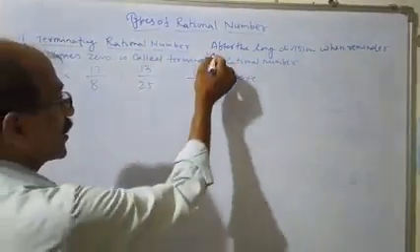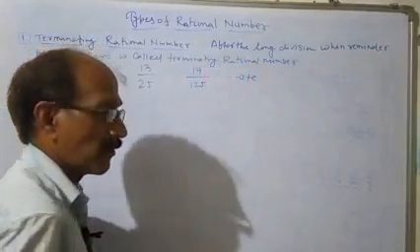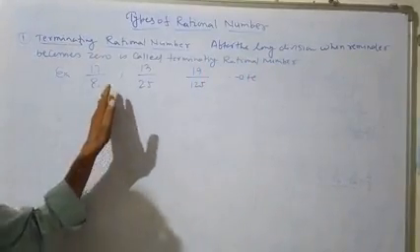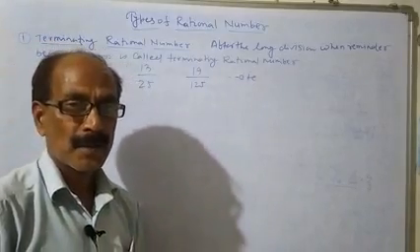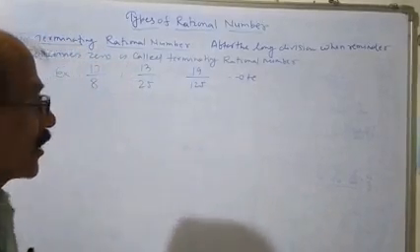The definition says that after the long division, when we divide the numerator by the denominator, the remainder becomes zero, it is called a terminating rational number.